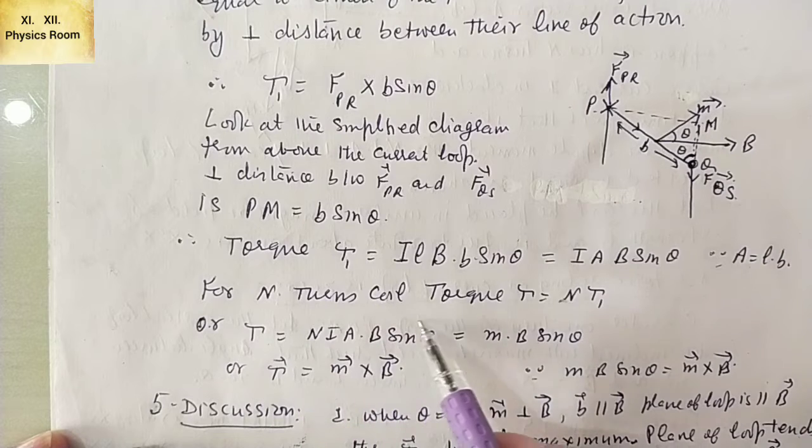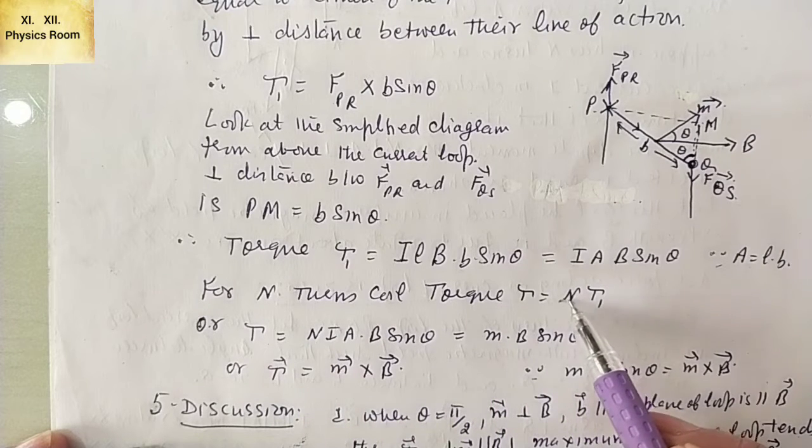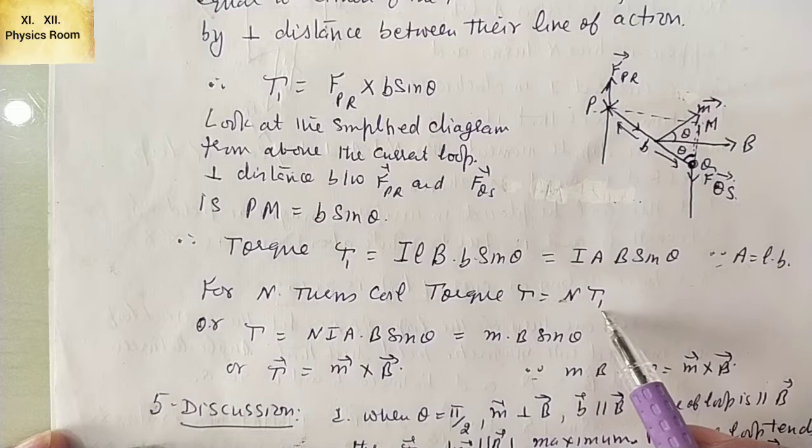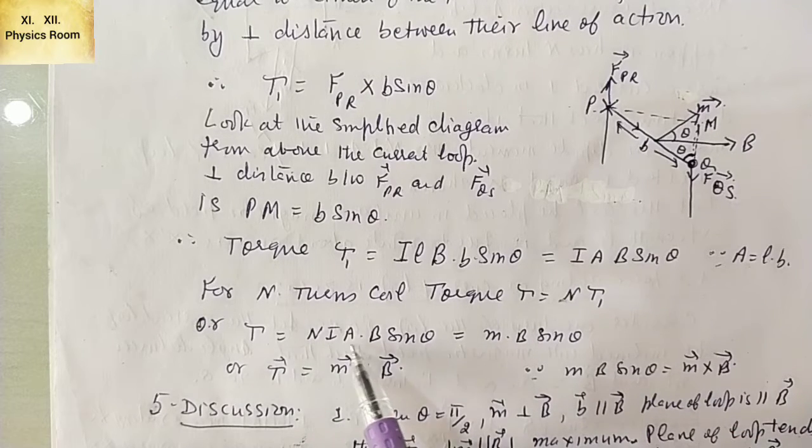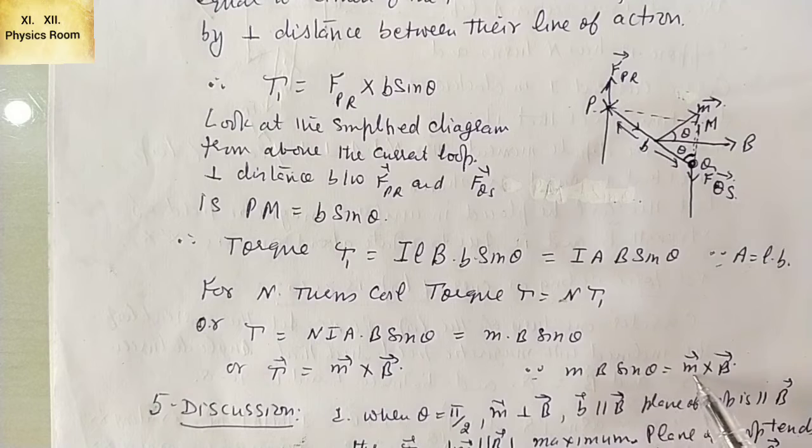Now for an N turns coil, torque tau will be equal to N into tau 1, torque due to one turn. So we write tau is equal to N I A B sin theta. NIA is the magnetic dipole moment M, due to all turns, the whole loop. So it will be M B sin theta. Now M B sin theta is M cross B. It is nothing but torque is equal to M cross B.